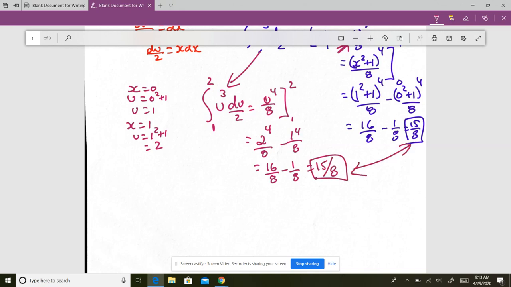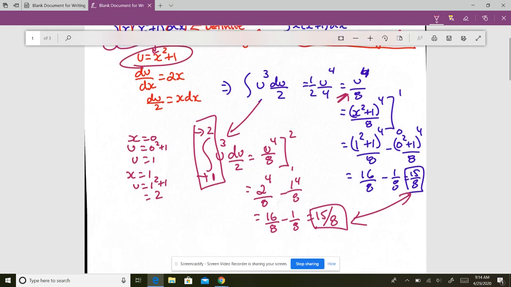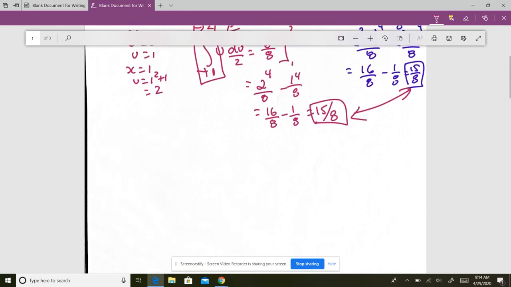Same number. So when you're doing u substitution on a definite integral, it usually makes your life easier because you're not going back and forth. You can get upper and lower bounds using what you said u was, using your substitution. All right, we'll do one more.